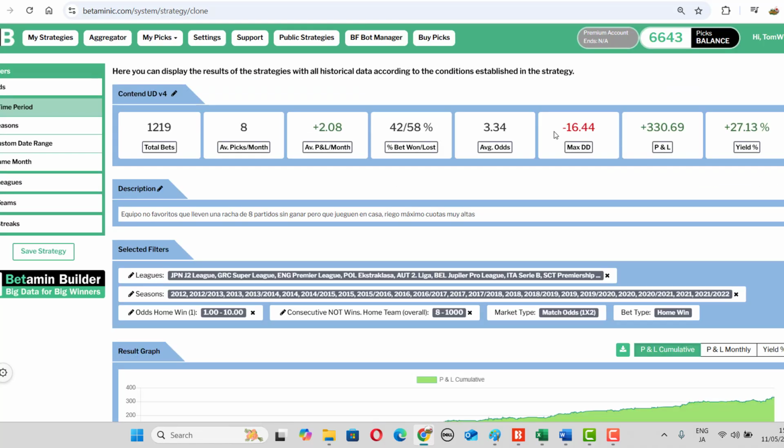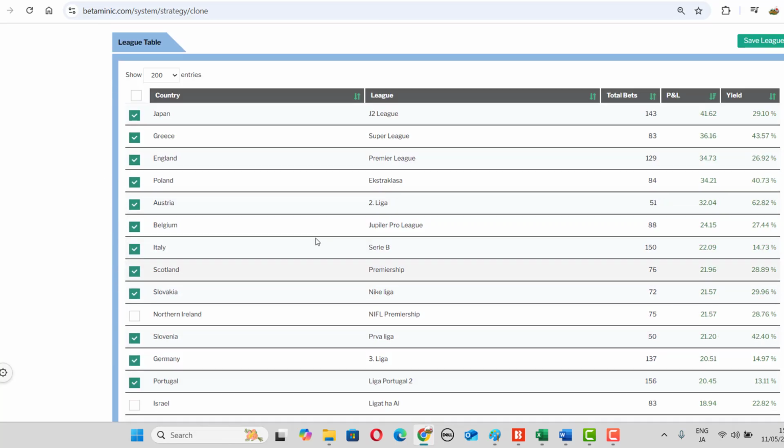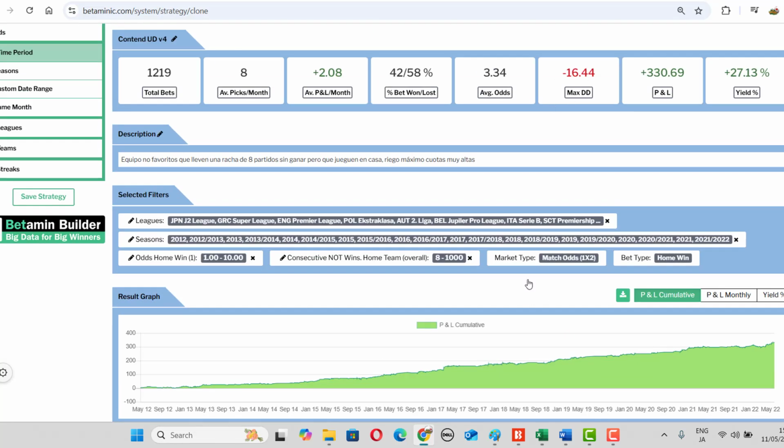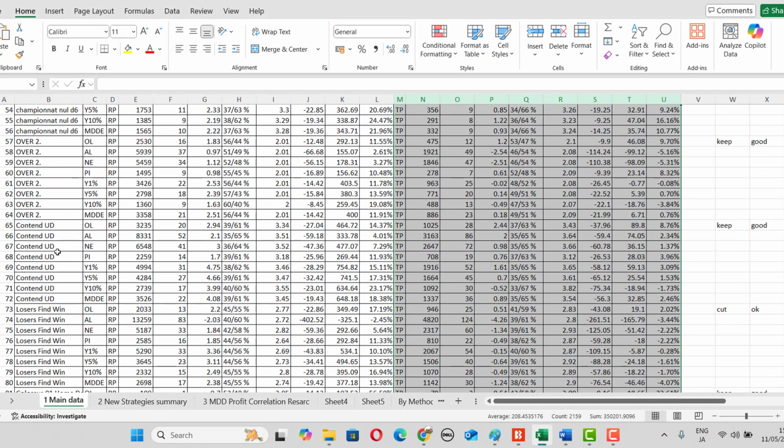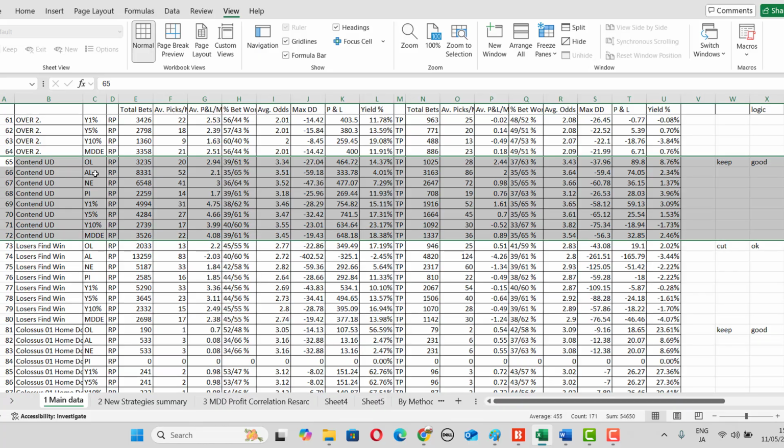And the initial idea behind this is by choosing leagues that end up with a drawdown of around -20. Let's find those Contend UD results down here. So here's my Contend UD results. So you can see my MDD level here. So in the end, with my MDD, I managed to get a maximum drawdown of -19 points. And including those leagues, we had average picks of 22 picks per month, average profit of 4 points per month, and a yield of 18%.